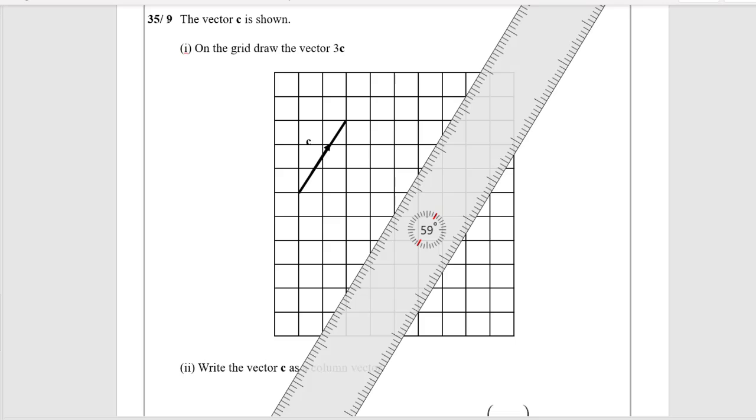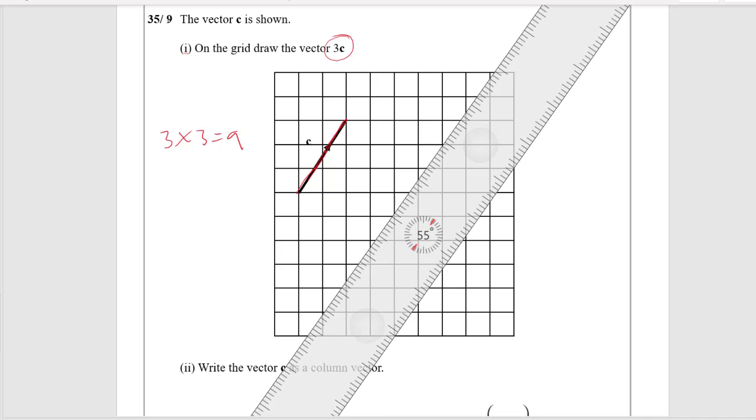Okay, so you can count how many go diagonal. So go 1, 2, 3. So 3c will mean 3 times 3, which is 9 across. Okay, so we can start from, now with this ruler, it's very difficult to get it spot on because I have changed the size of the graph. So let's start from here. So 1, 2, 3, 4, 5, 6, 7, 8, 9.